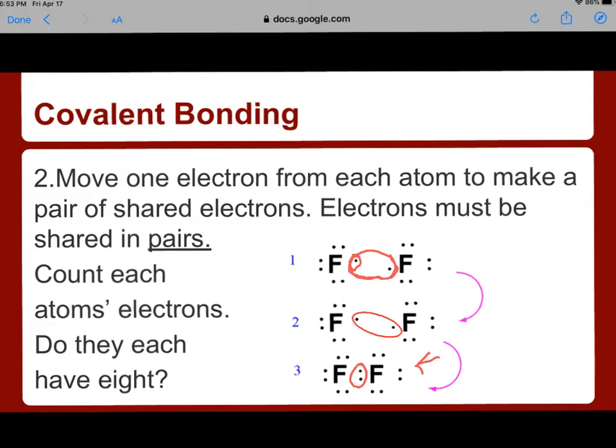So let's count the electrons on each fluorine and see, do they have 8? This one has 1, 2, 3, 4, 5, 6, 7, 8. Yep. And this one has 1, 2, 3, 4, 5, 6, 7, 8, because the ones in the middle count for both of them since they're shared. So now, hooray! Both fluorines have 8 valence electrons. Both fluorines are happy. So this is a successful Lewis dot structure.